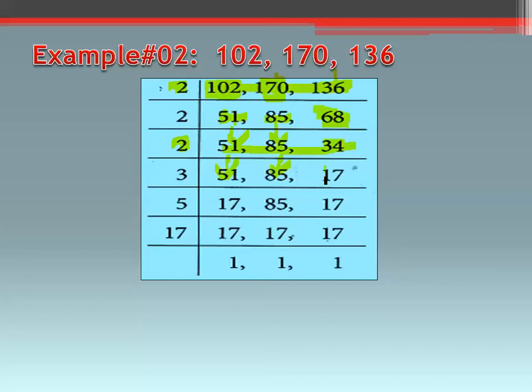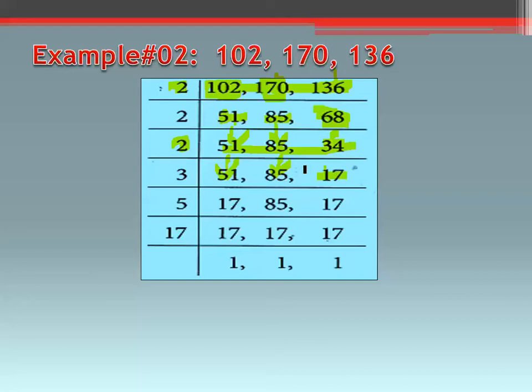So 2 into 1 is 2. You will carry 1 to the next number, so it will become 14, and 2 into 7 will become 14. So here, if you look very carefully, you get three numbers: 51, 85, and 17. And all these numbers now cannot be further divided by 2. So let's move on to the next number, that is 3.